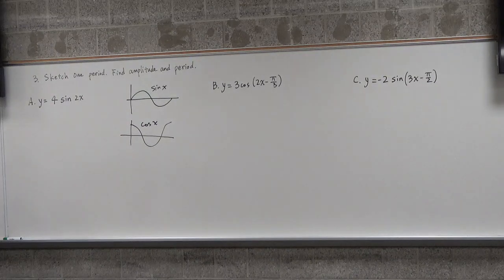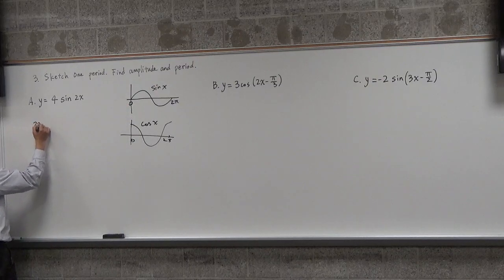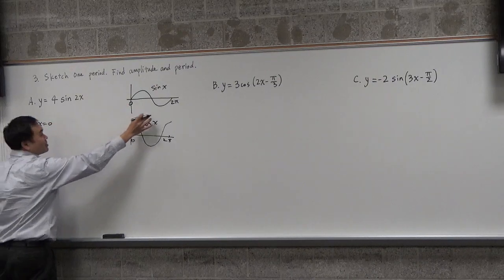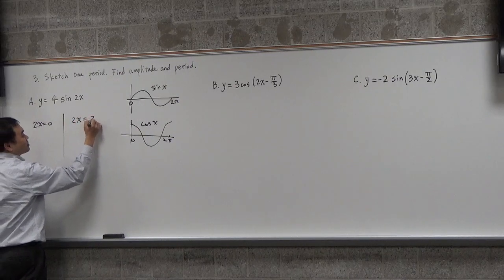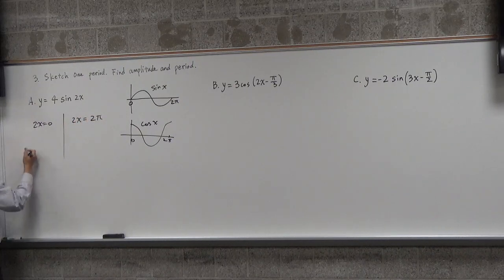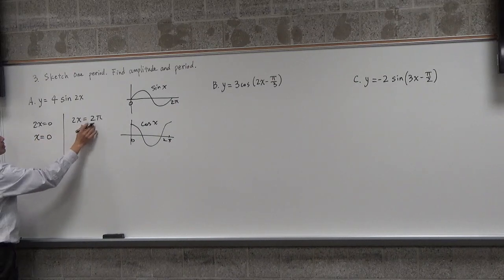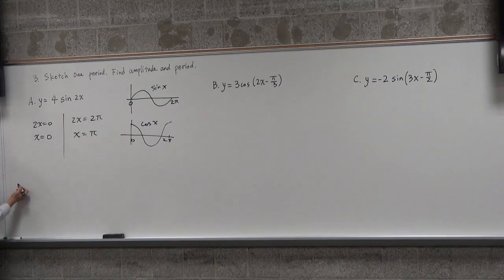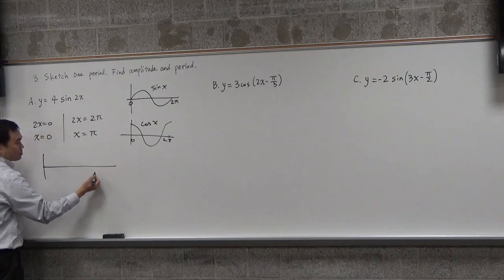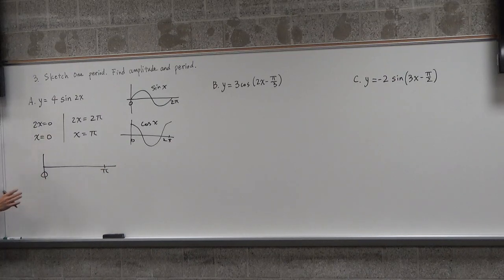Okay. Anyways, so it starts at 0. 2x equals 0, and then it ends where? 2 pi. It ends at 2 pi, right? So you have x equals 0, and then if you divide by 2, what do you get? x equals pi. So once you get those numbers, then you just draw, here's 0, here's pi, okay?